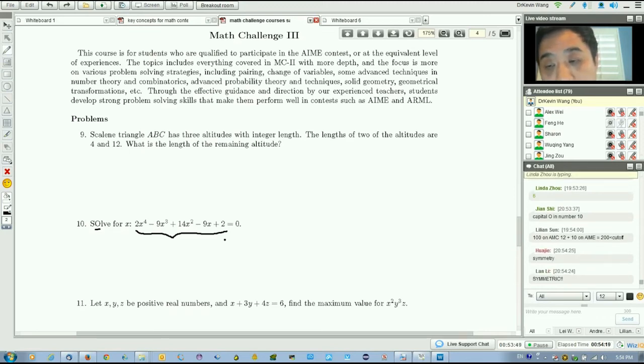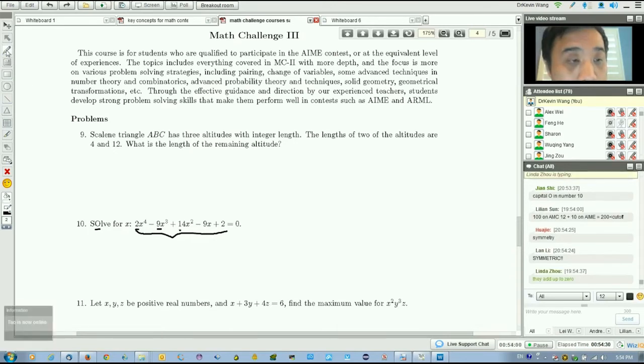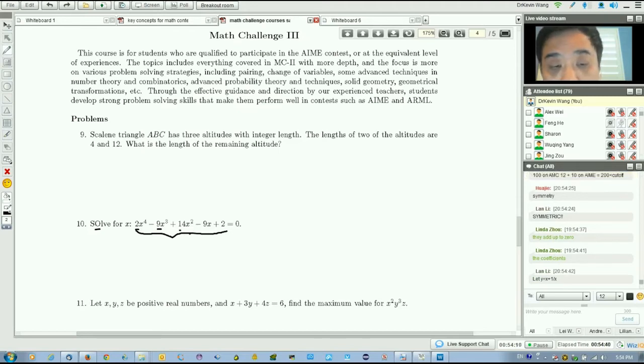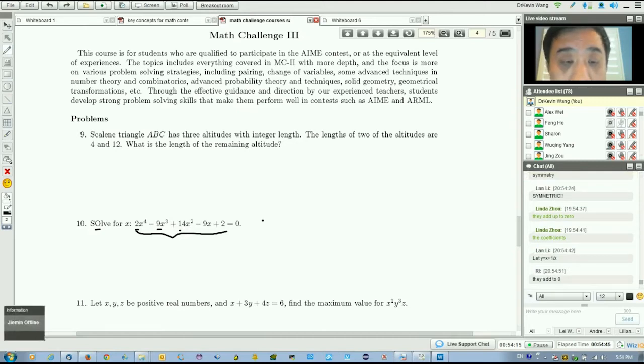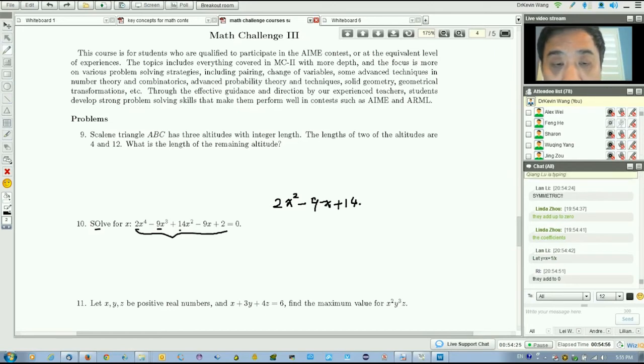All right. So in this case, what's special about this equation? Can anyone tell me what's special about the equation? Symmetry. Exactly. The coefficients are symmetric. So in this case, we could do a special trick. Let me show you the special trick. First of all, we divide everything by x squared. We can do that because x equals 0 is not a solution. Look at this, it's not a solution. So we can divide by x squared.